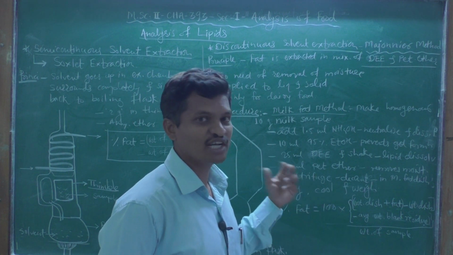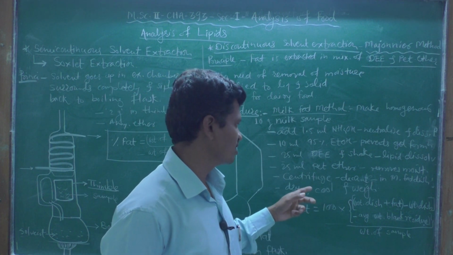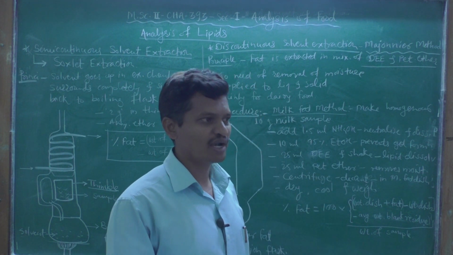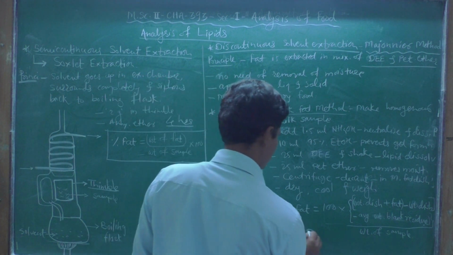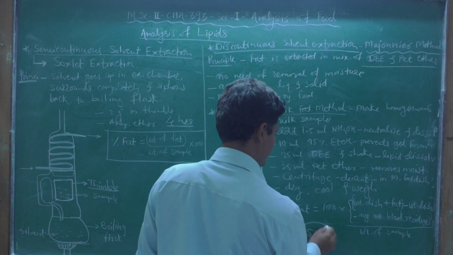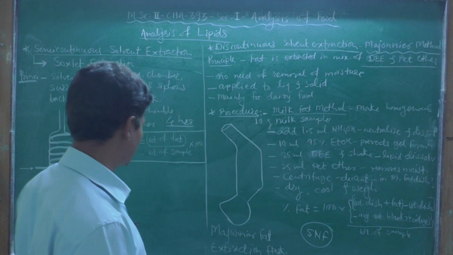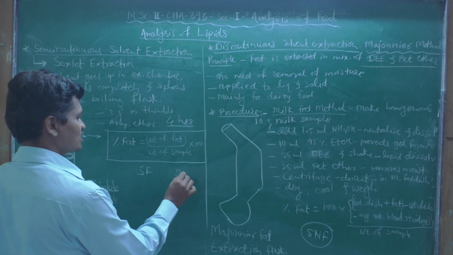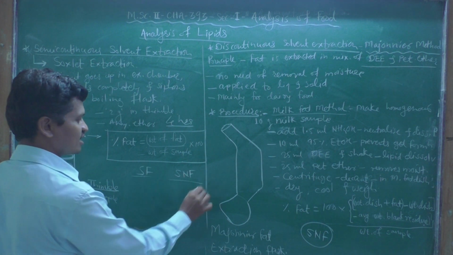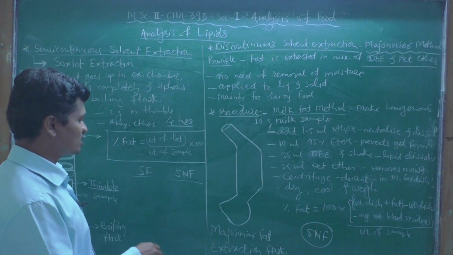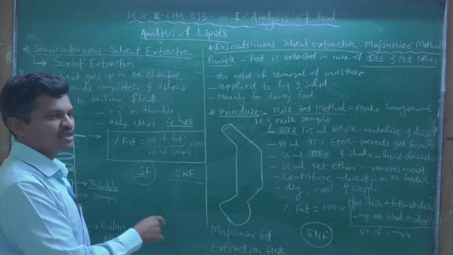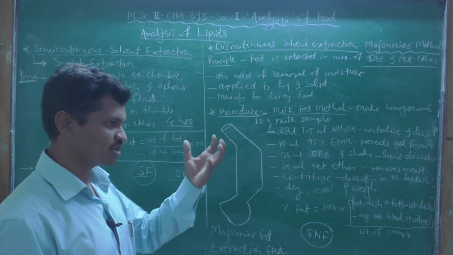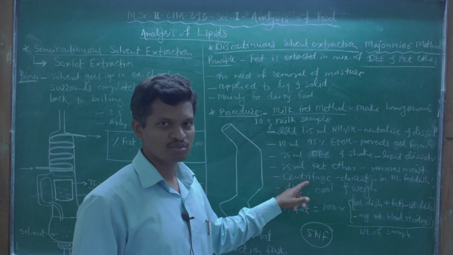After complete extraction, centrifuge it by using a centrifugal machine. Then the solid material which remains is called solid non-fat, SNF. There are two types of solid materials present in milk samples, solid fat and solid non-fat, SF and SNF. But our interest is to determine the SF, solid fat present in the milk sample. Whatever solid non-fat is present in the milk sample gets precipitated by the centrifuge machine.